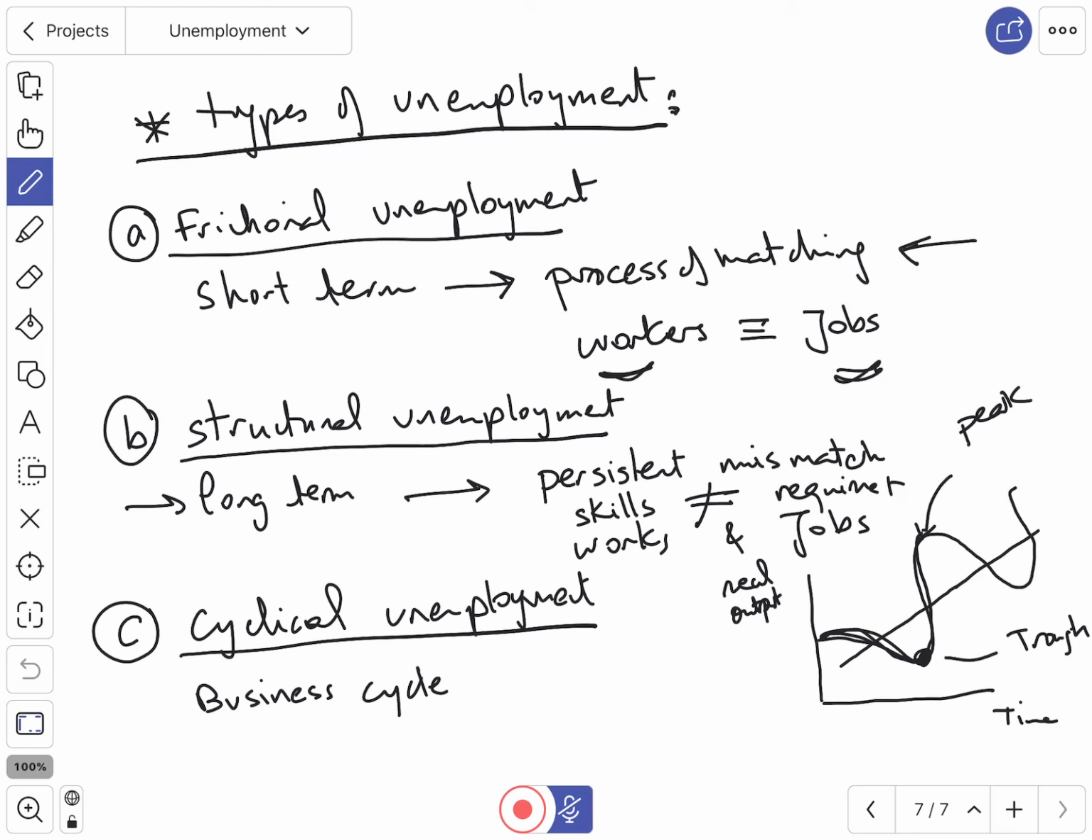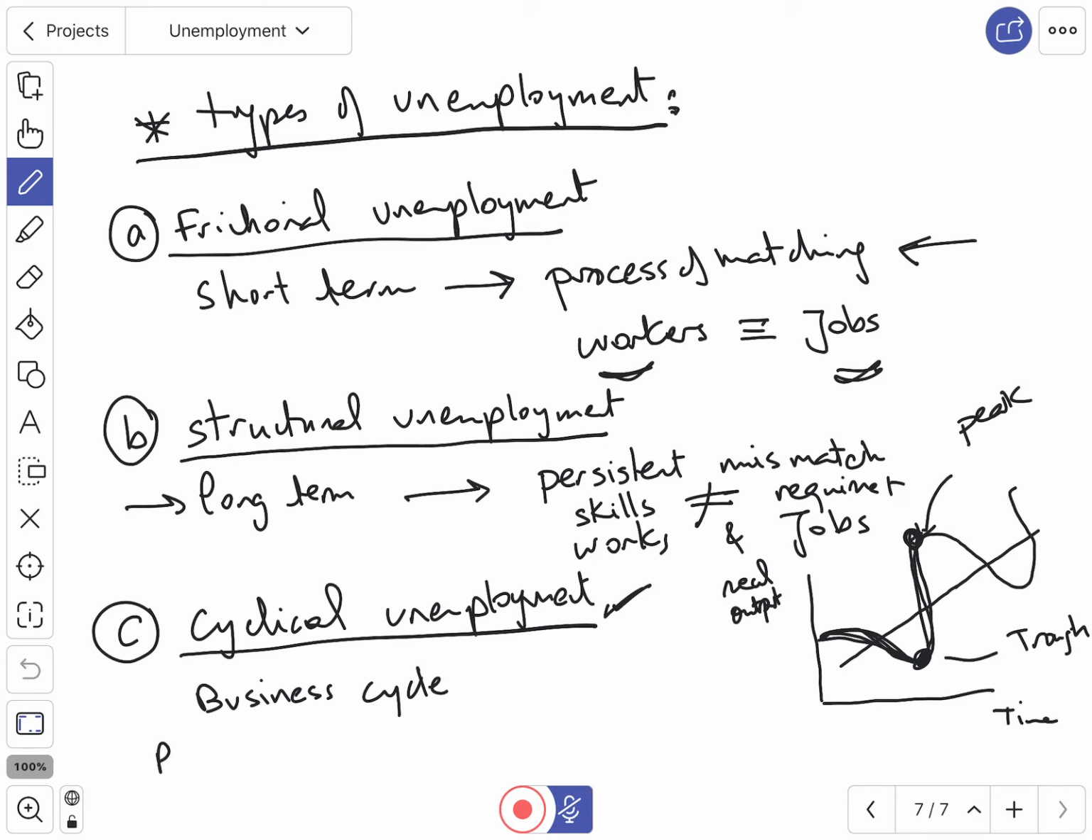So as you move from here down, which is the recession, unemployment increases. And as you move from here all the way up, unemployment decreases. So it's not because of your skills, it's not because of the process of matching your skills to the requirements of a job. It's more about the state of the economy. Okay, so it's caused by the business cycle.